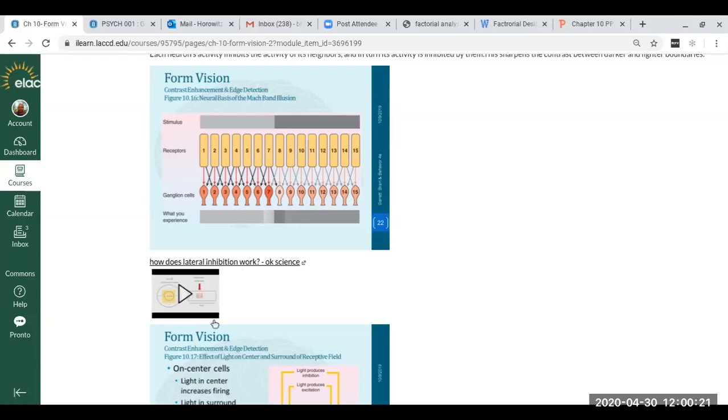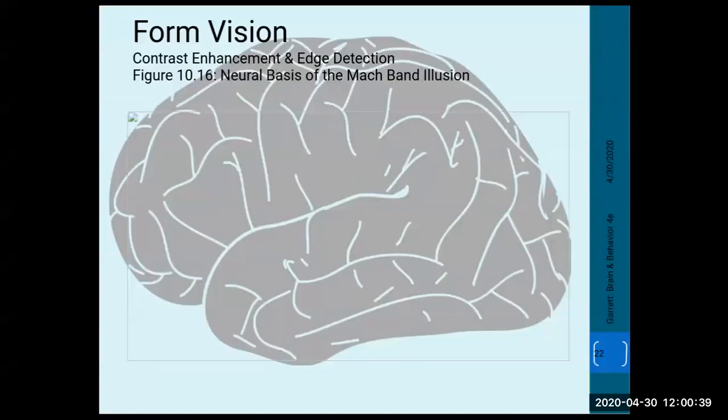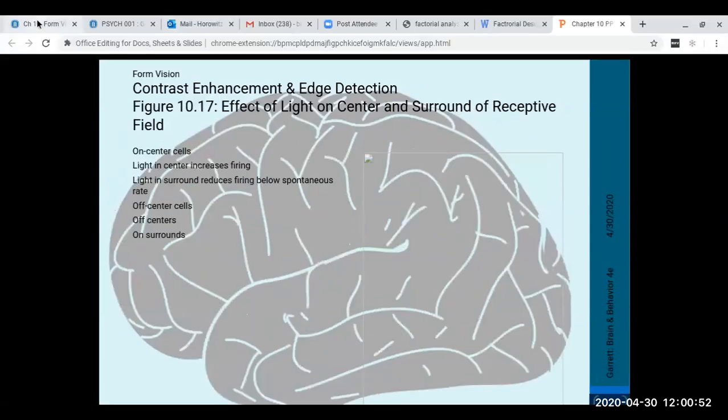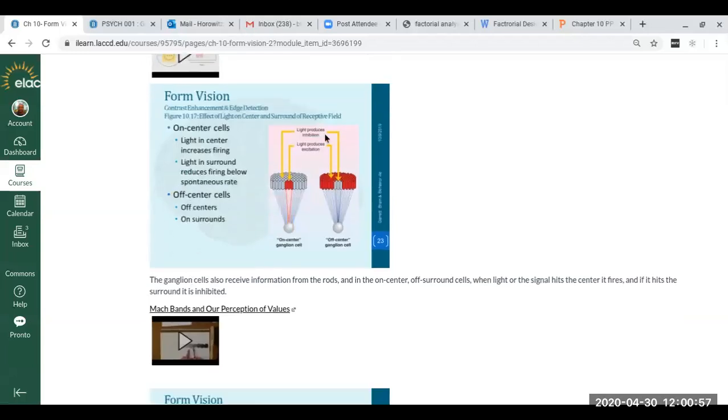So here you can see how lateral inhibition works. That video is going to be a link that accompanies this lecture. So let's head back to the main lecture here. Thank you for hanging with me. All right, so now we see the effect of light on the center and the surround of the receptive fields. Again, we are missing the picture, so let's go back. That's why I have this. And here we can see what it looks like in a smaller slide.